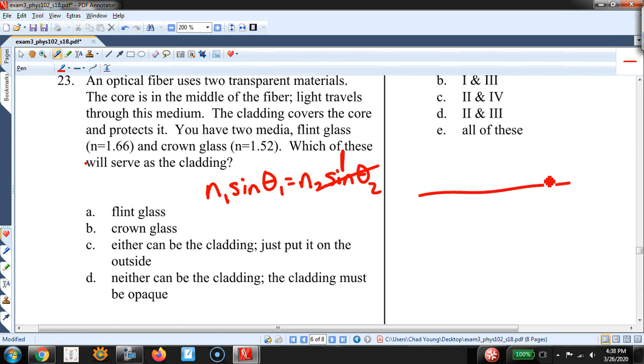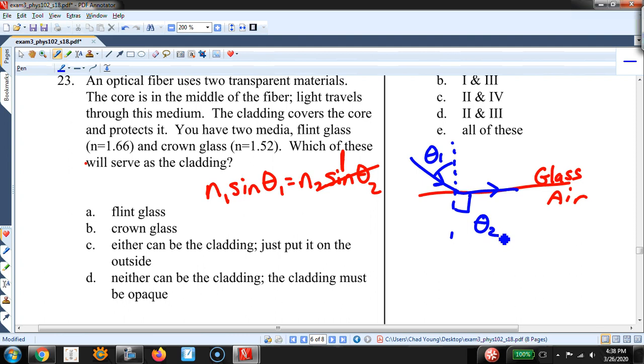Let me show you what I mean. Say I'm going from glass to air. There is an angle theta 1 such that the light ray bends so far away from the normal that it doesn't enter the air, that it has a refracted angle that is equal to 90 degrees. So this theta 2 would be equal to 90 degrees.